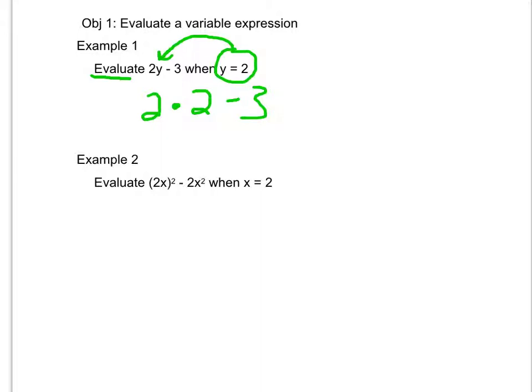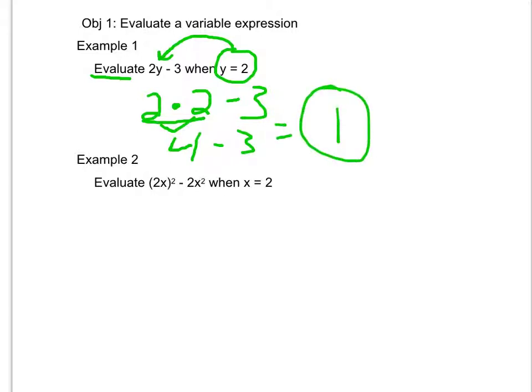Then we have to use the order of operations to solve. Well, in PEMDAS, Please Excuse My Dear Aunt Sally, multiplication has to come before subtraction. So we do the multiplication first. 2 times 2 is 4. Then we're going to take 4 minus 3, and that equals 1.